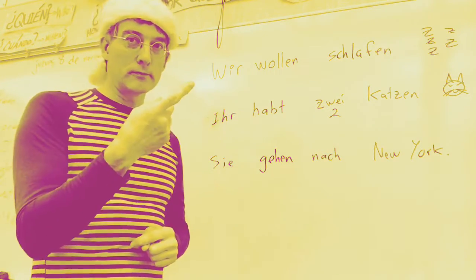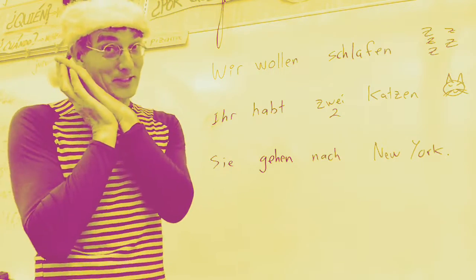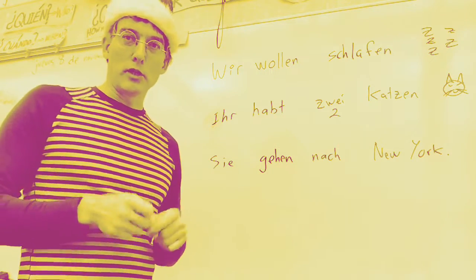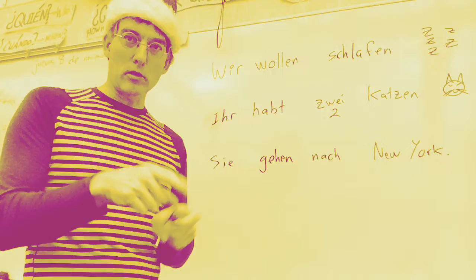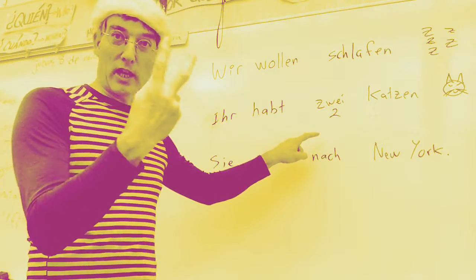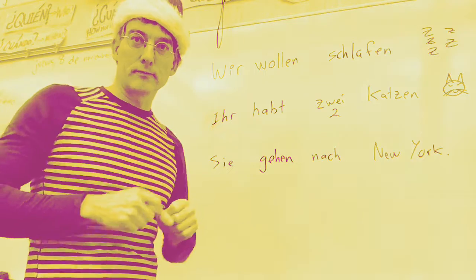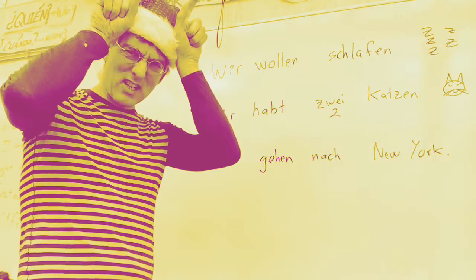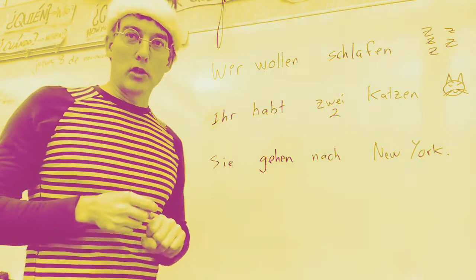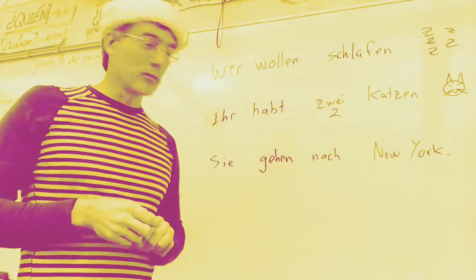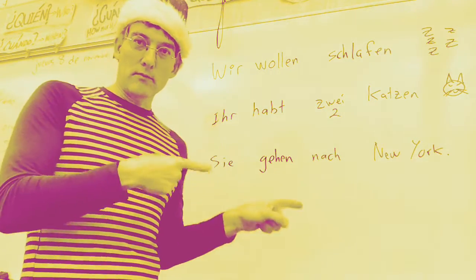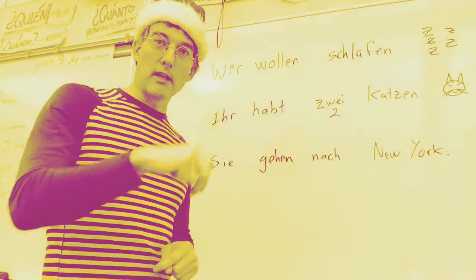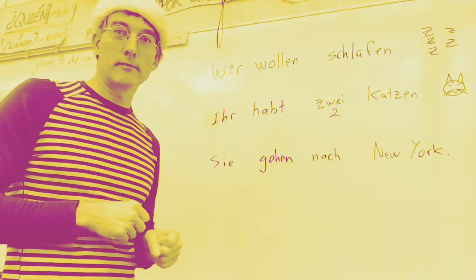So, wir wollen schlafen. Ja. Okay. Now, for you guys, we're going to do the same thing, but we're going to point with two fingers. Ihr habt zwei Katzen. Meow. Okay. Ihr habt zwei Katzen. Meow. Okay. And for they, we're going to use sie, we're going to point sideways. Sie, or sie, either way. Sie gehen nach New York, right?